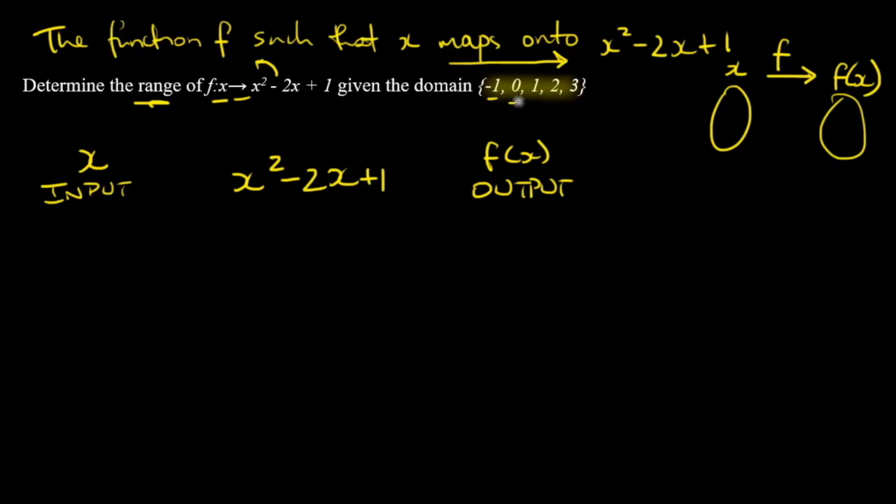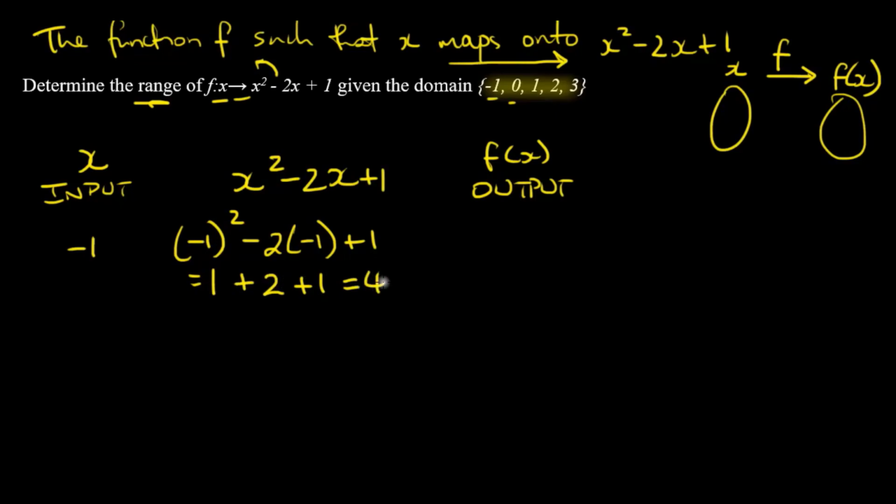So I have 5 different input values here. Let me start with -1. So I'm putting -1 into my function. It just means that wherever I see x, now I'm going to put -1. So that's going to be -1 squared minus 2 times -1 plus 1. -1 squared is 1. Minus 2 times -1 is 2, because a negative times a negative is a positive. And we put back the plus 1. 1 plus 2 plus 1 is going to be 4. So my output is going to be 4 for my input of -1.